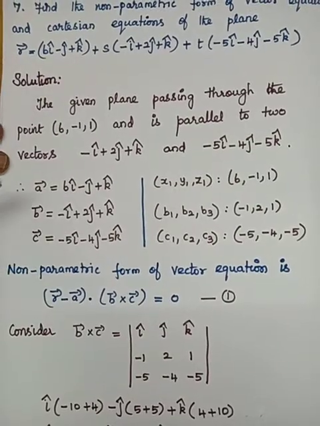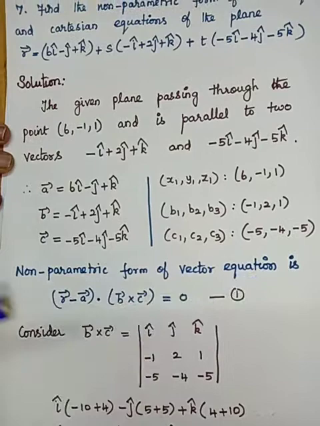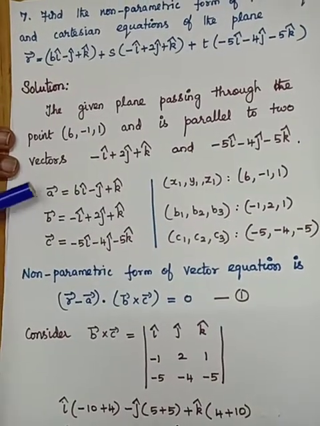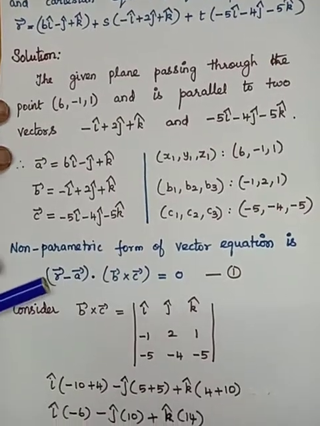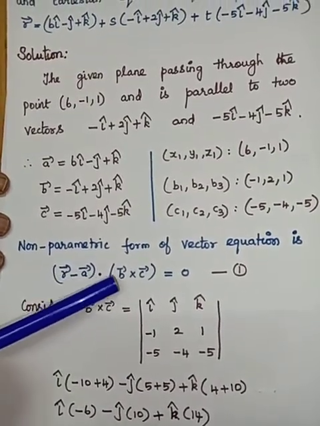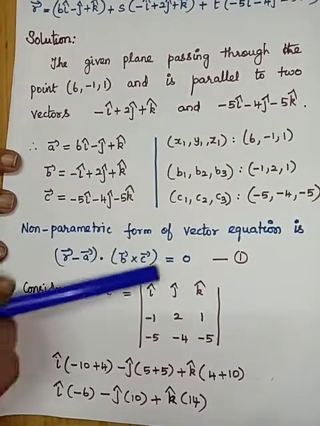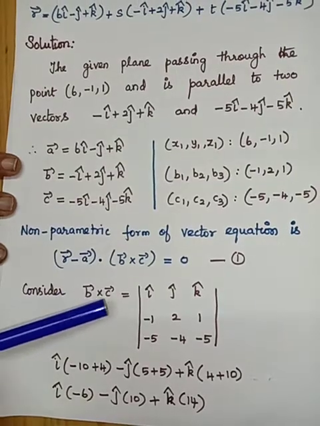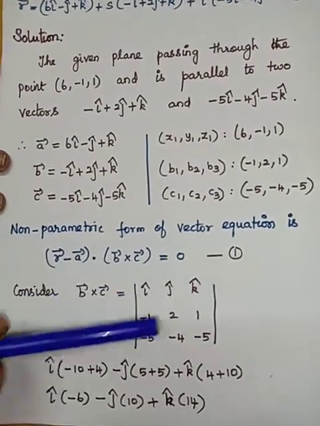Okay, so now we are going to write the non-parametric form of vector equation of the plane. When one passing point and two parallel vectors are given, the non-parametric form is (r vector minus a vector) dot (b vector cross c vector) is equal to 0. So first from this you have to find b vector cross c vector. It's a cross product of two vectors. How to evaluate? It is a determinant.